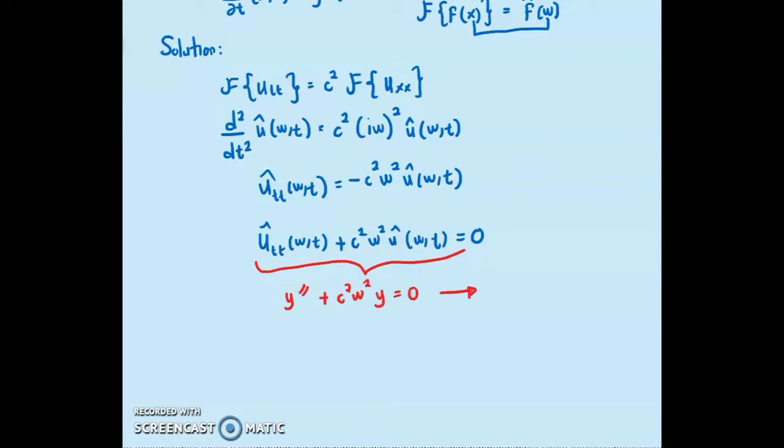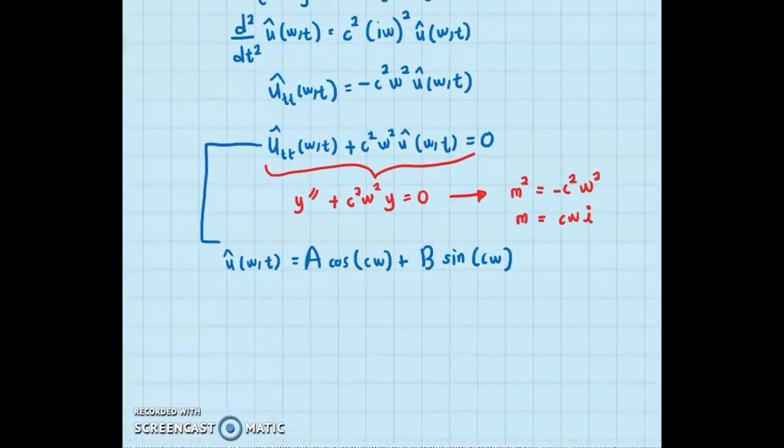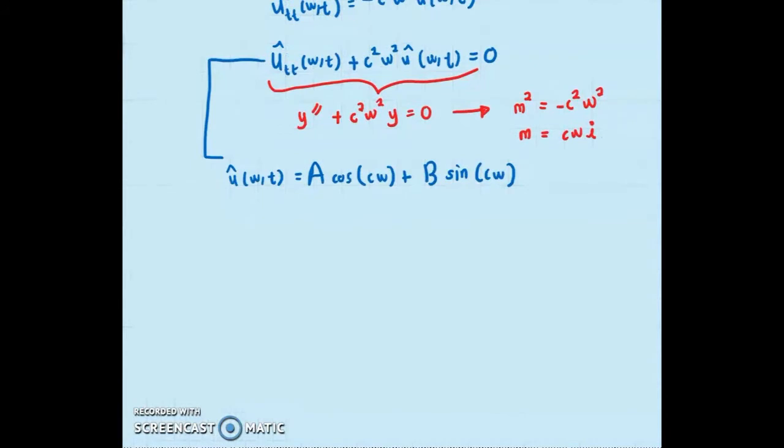The characteristic equation here is m squared equals negative c squared omega squared, which means m will be a complex root. Therefore, my solution u hat is given by a cos(c omega t) plus b sin(c omega t). Now what we want to do is find these constants a and b.